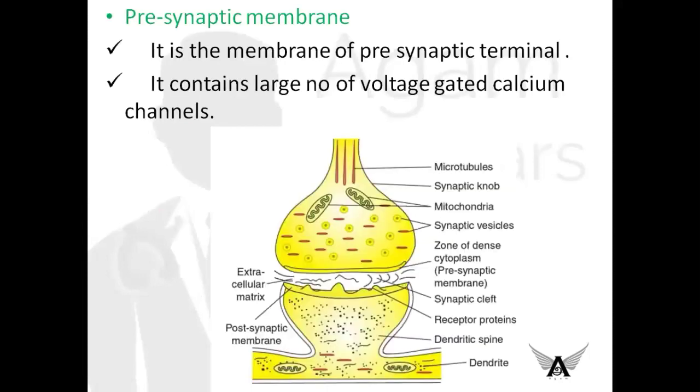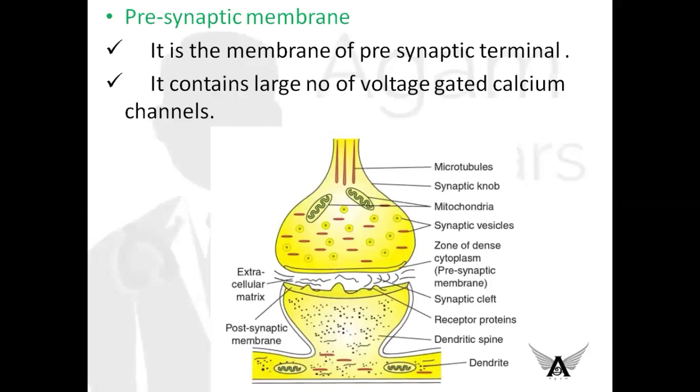And see, this is the presynaptic or synaptic knob which contains mitochondria and numerous synaptic vesicles. Next is the presynaptic membrane. This part is the presynaptic membrane. It is the membrane of the presynaptic neuron. It contains a large number of voltage gated calcium channels, which are very important for exocytosis of neurotransmitters, that is calcium mediated exocytosis. Whenever they are opened, they allow calcium influx and there is exocytosis of neurotransmitters.